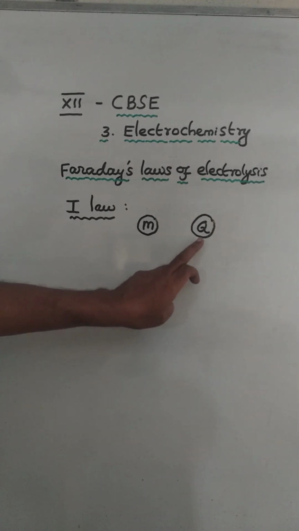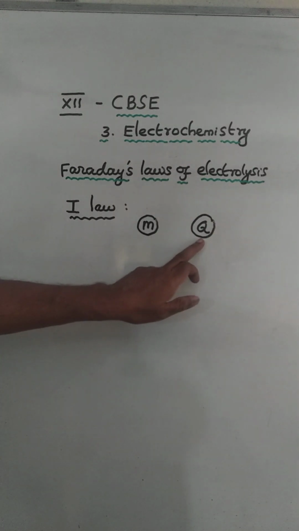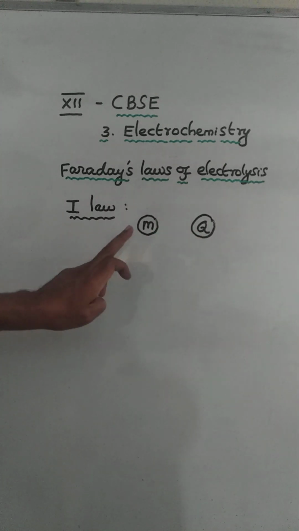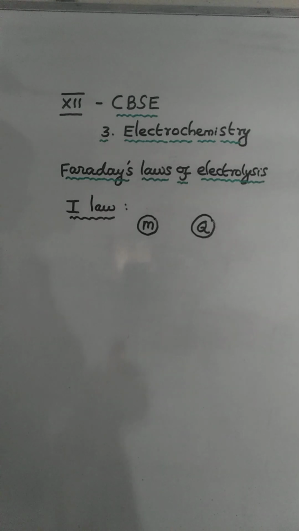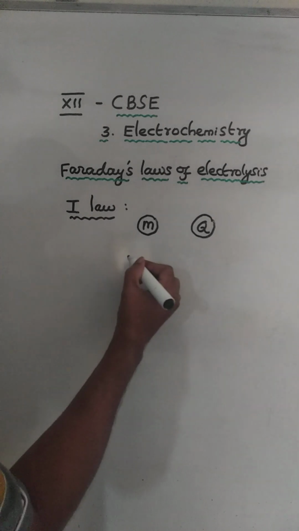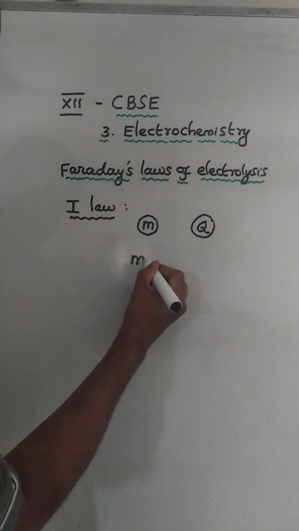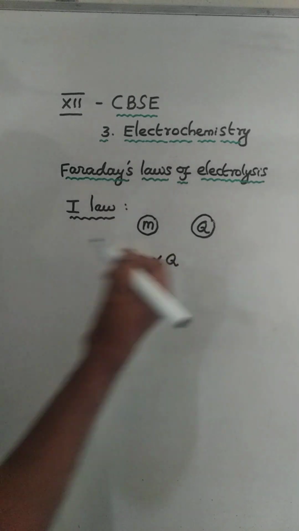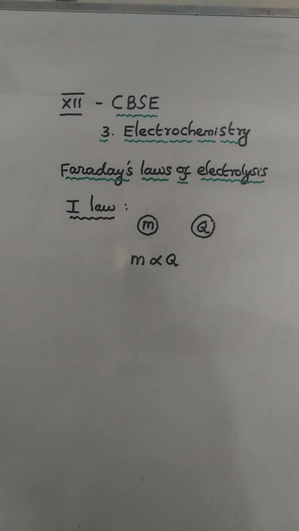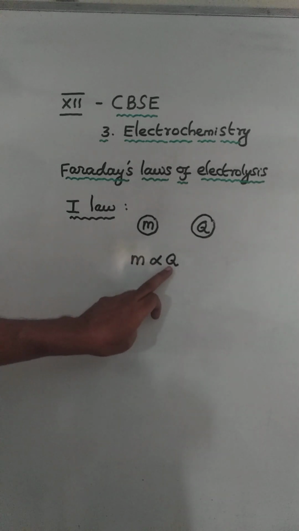If you pass more quantity of electric current, definitely you will get more amount of substance at the electrode. So what is the first law? The amount of chemical reaction that takes place at the electrode is directly proportional to the quantity of electric current passed through the electrolyte. M is directly proportional to Q. Q is expressed in Coulomb.